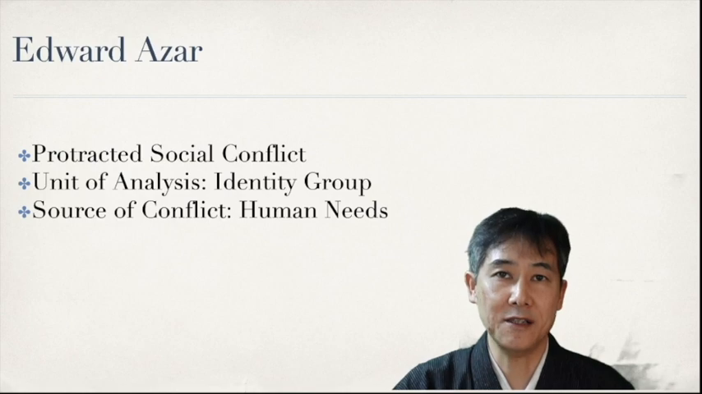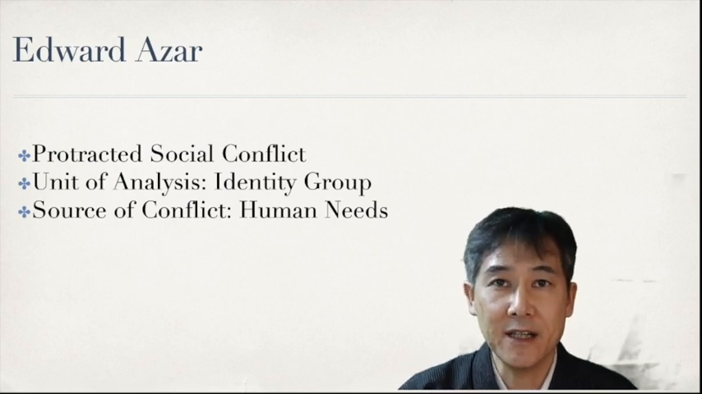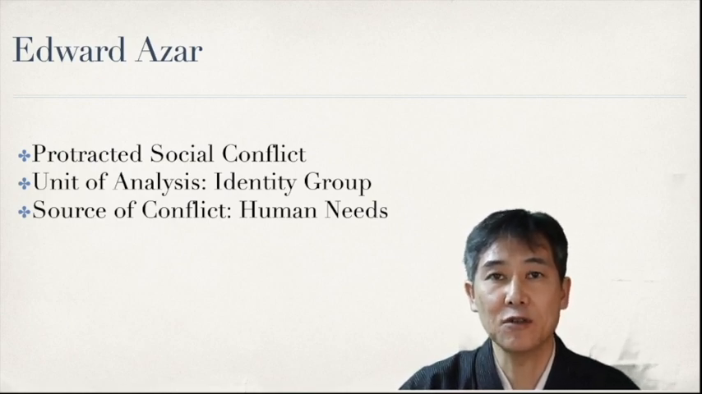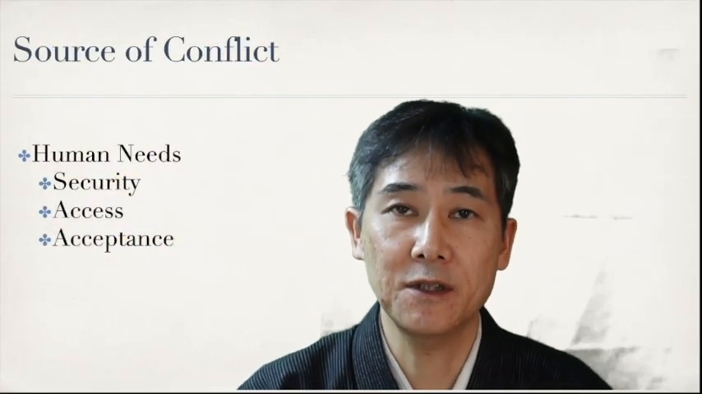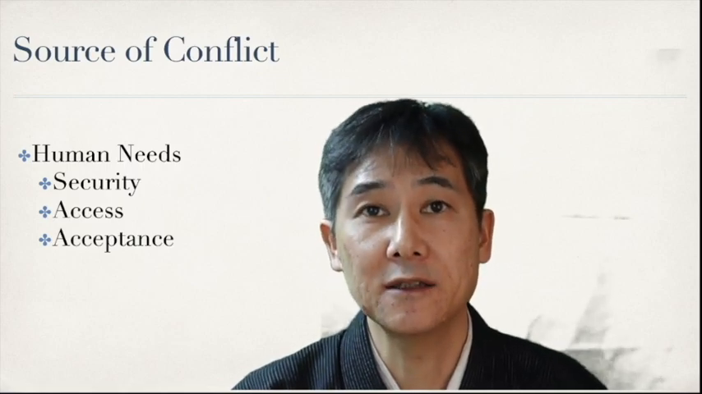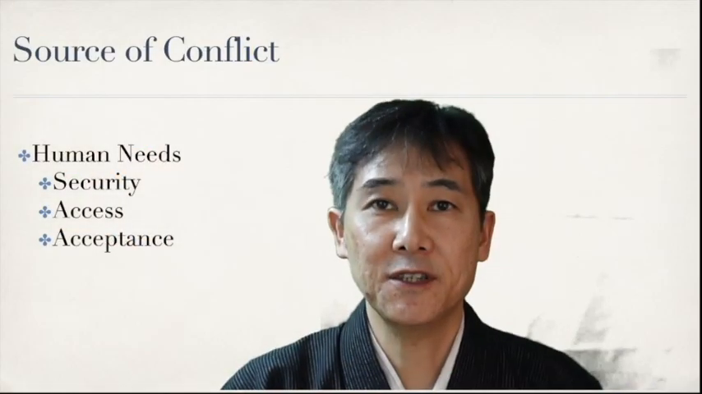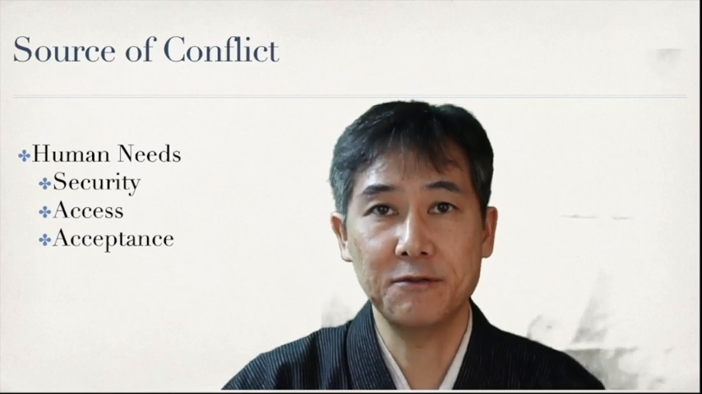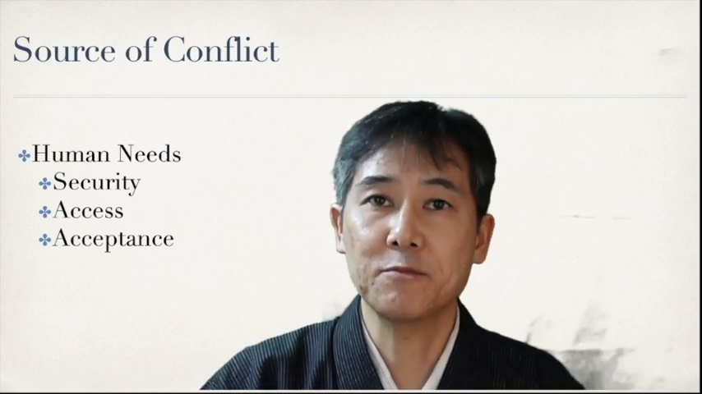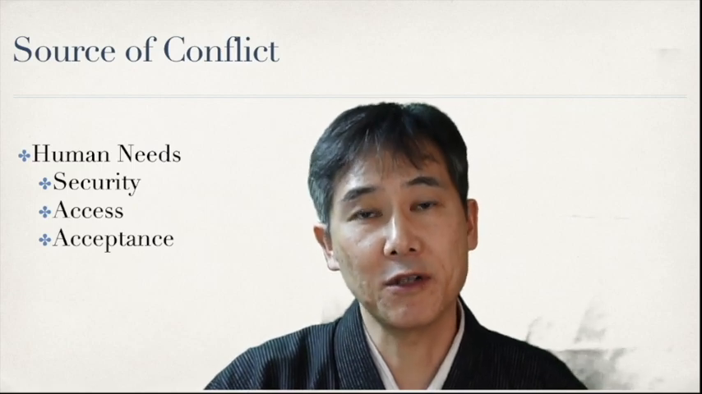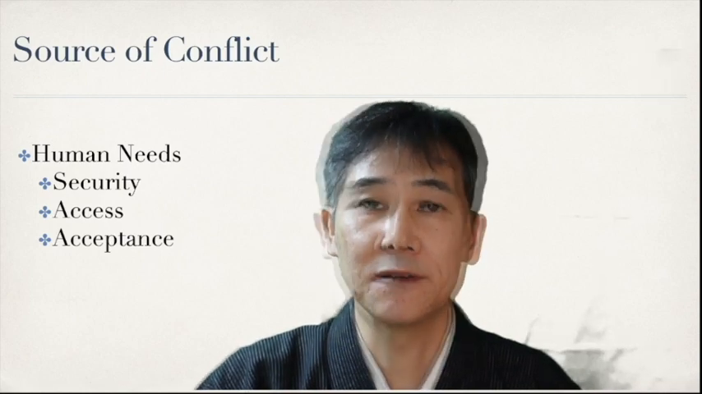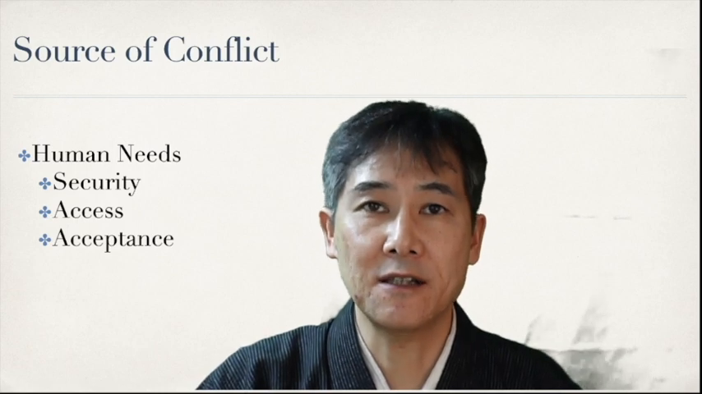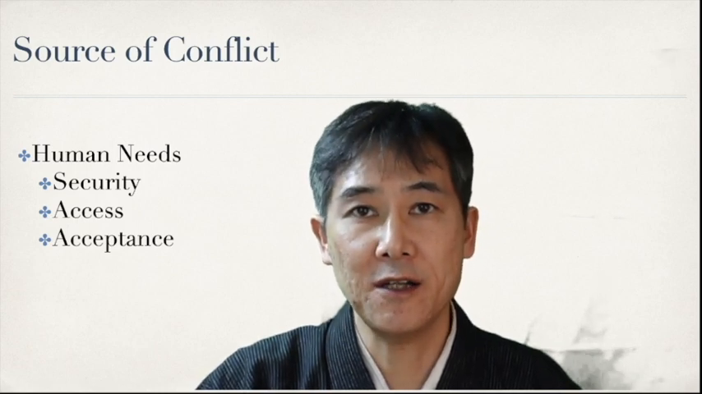In this model, he argues that the deprivation or denial of basic human needs is the source of conflict. According to him, human needs include needs for security, needs for access, and needs for acceptance. Needs for security is quite obvious, it is your physical safety. Needs for access include political participation or access to economic resources or decision making. The needs for acceptance include that your identity group is recognized, so your sources of identity such as culture, ways of doing, and values are respected.